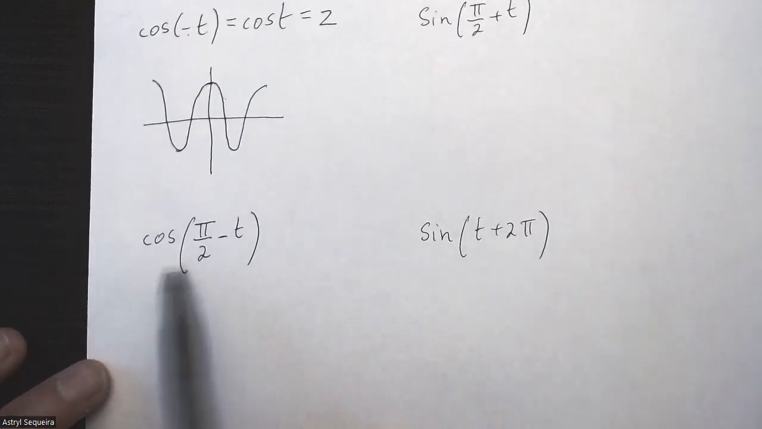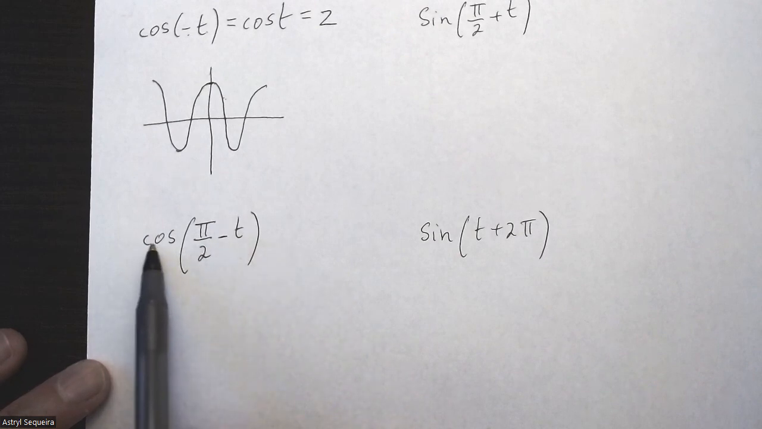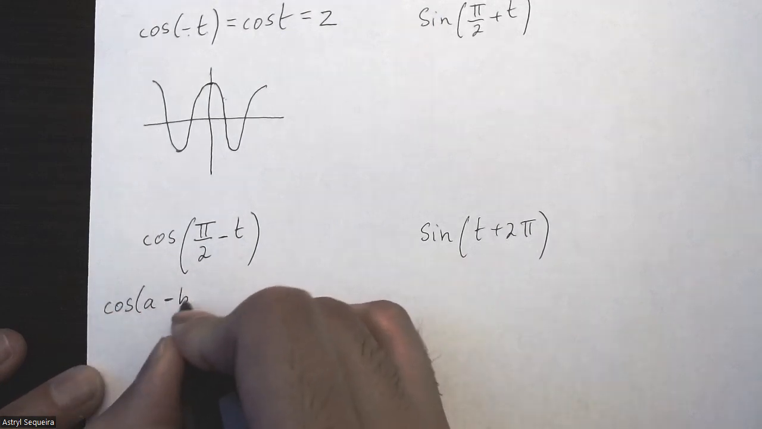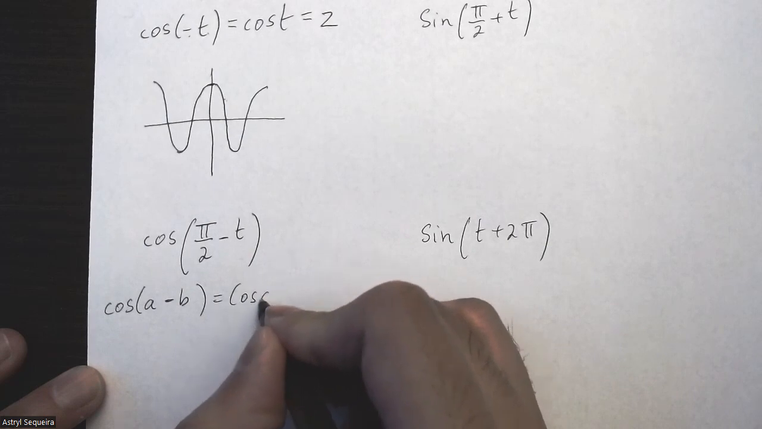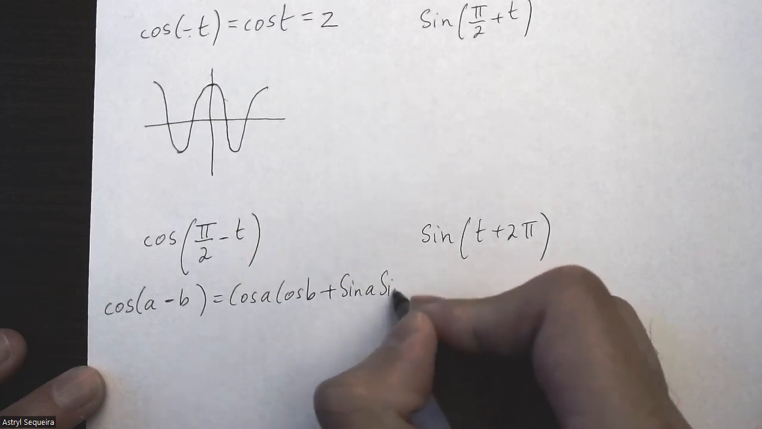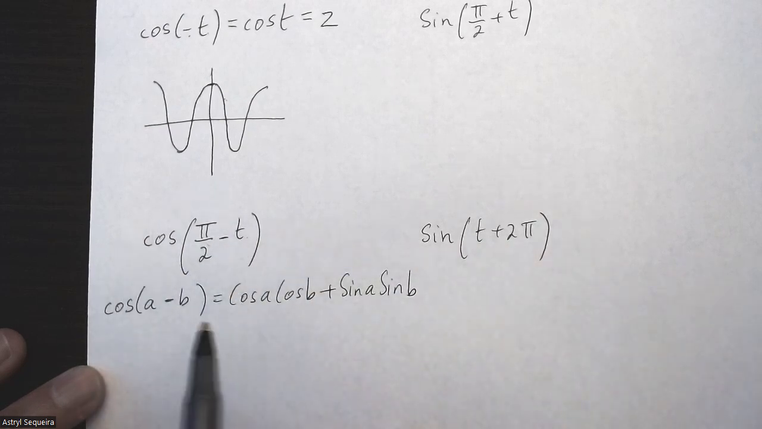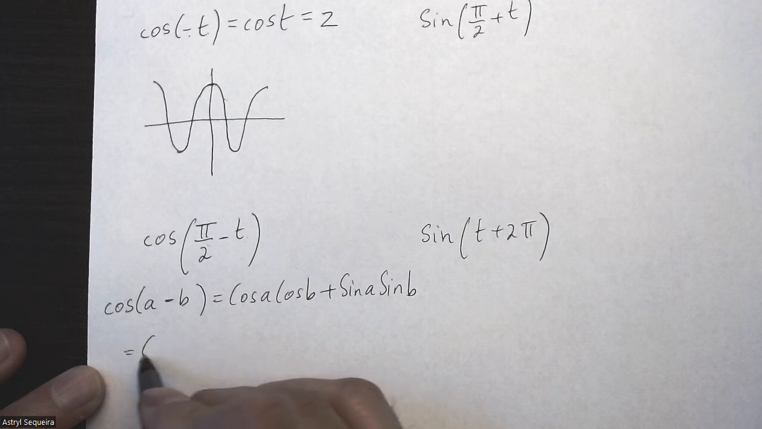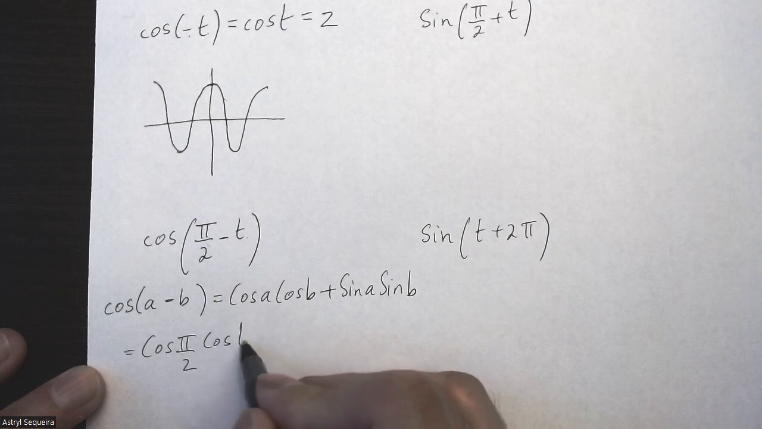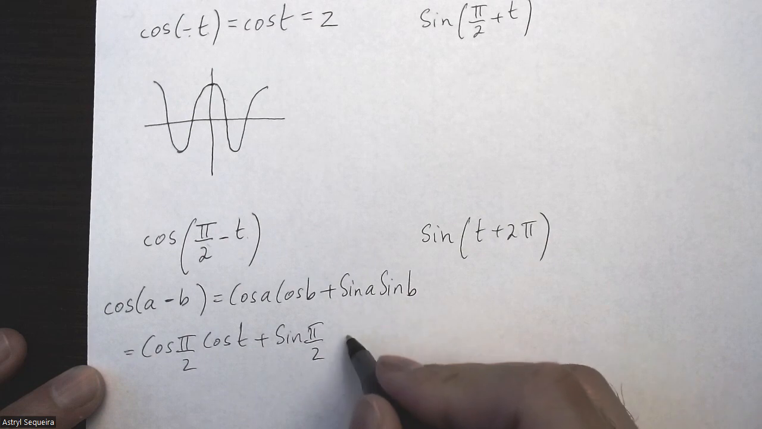Let's take a look at the third question over here. This is my subtraction equation for cos. So the equation that I'm using is cos(A minus B) equals cos A cos B plus sine A sine B. I'm just going to break this down. This is my A and this is my B. So it's just going to break down into cos pi over 2 times cos t plus sine pi over 2 times sine t.